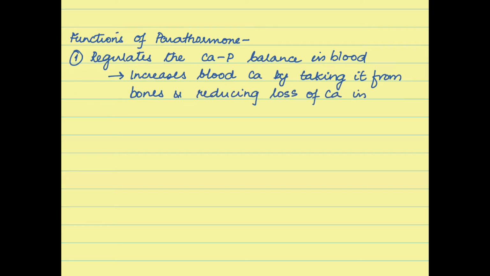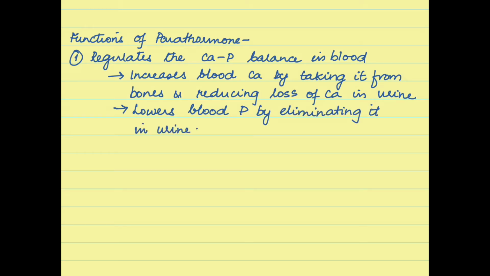And apart from that, it prevents the loss of calcium in the urine, thus again maintaining more calcium in the blood. Other than that, for phosphorus now, it lowers the blood phosphorus levels by removing it in the urine. So this is how it maintains the balance here.